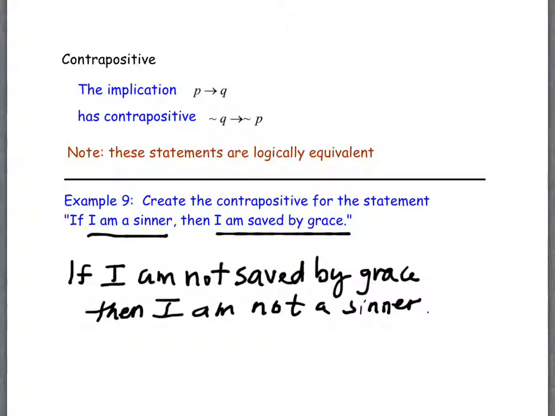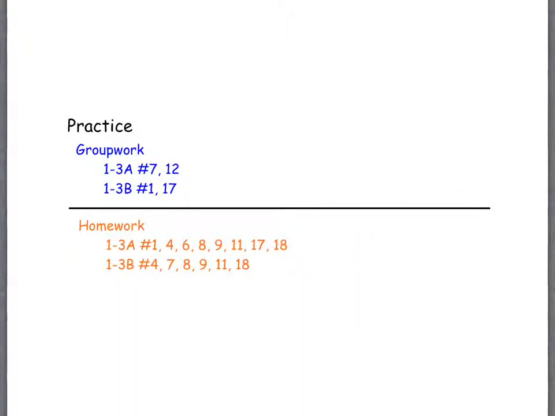If we created truth tables, just like we talked about last time, logically equivalent statements would have the same T's and F's in the final column and all that good stuff. Any questions on that? Okay. Let me move that over here.